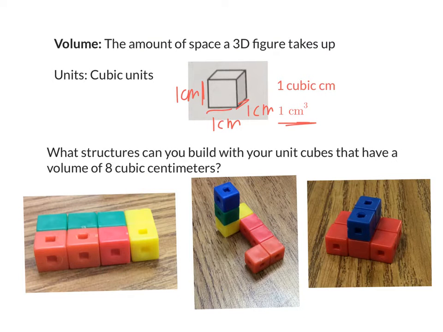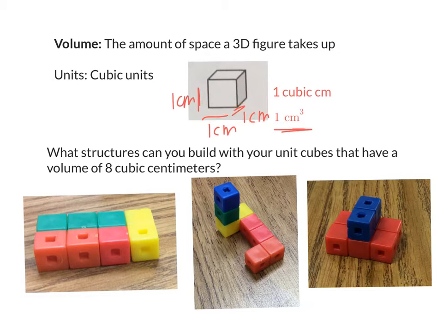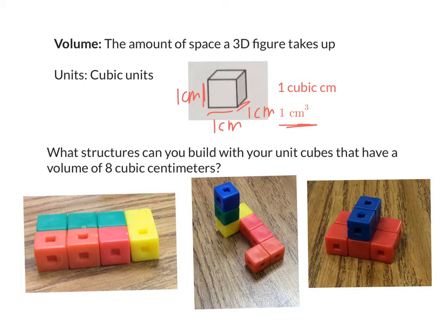Even though these 3 figures look very different, they have something in common. They all have the same volume of what? 8 what? Cubic centimeters. Good. And we could write that out using words like this: 8 cubic centimeters. Or if I want to write it in shorthand, I could write 8 centimeters, and you draw a small 3 there. If it's a big 3, it's not cubic.